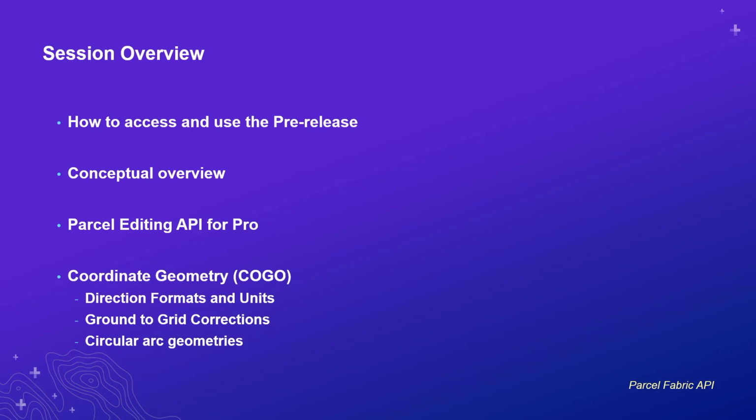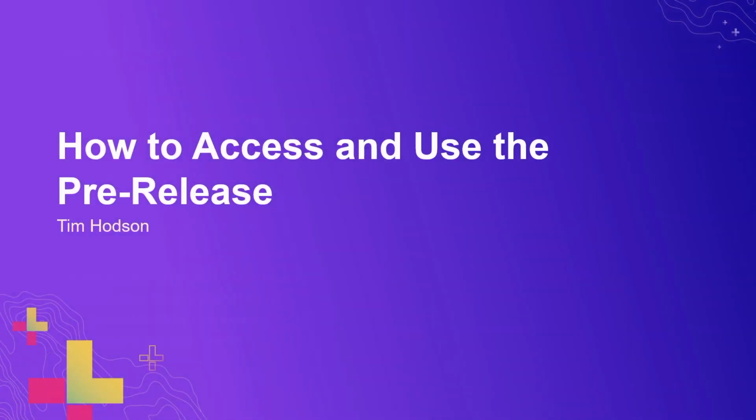Then we'll get into the Parcel Editing API for Pro. And then finally, we'll go through coordinate geometry in COGO and look at things like direction formats and units, grounded grid corrections, and circular arc geometries. So how to access and use the pre-release.